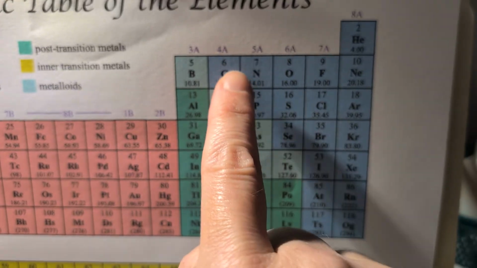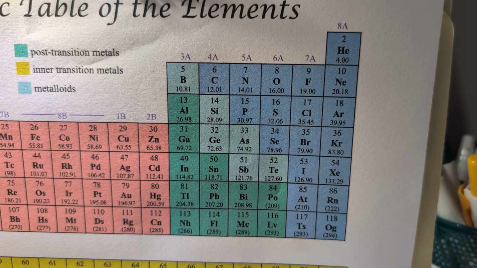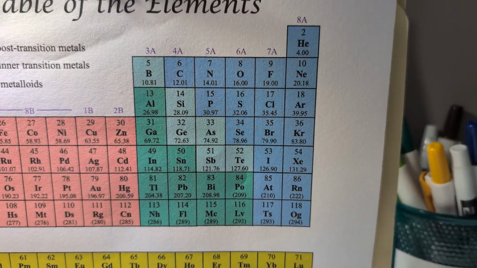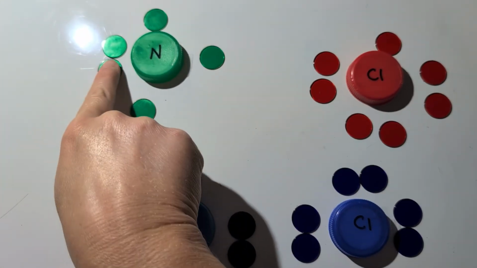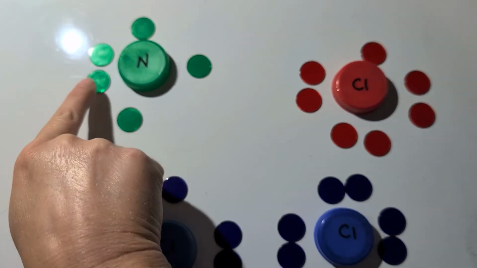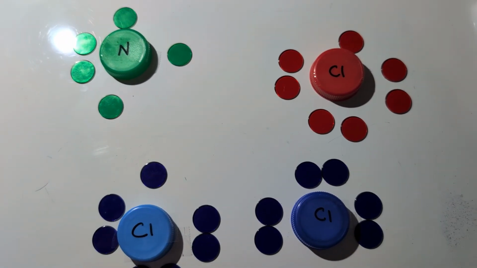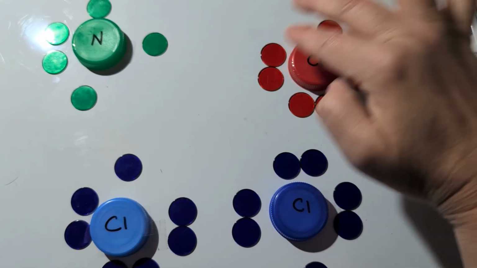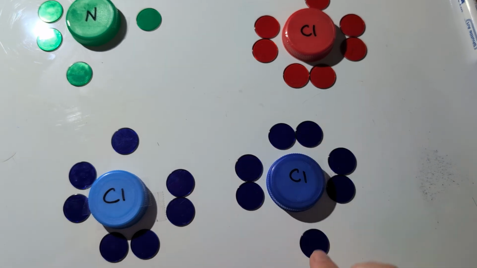Nitrogen is right here in column 5A. That means it has 5 electrons that we have to deal with. And then chlorine is here in column 7A, so it has 7. So I have a nitrogen here, and I have 1, 2, 3, 4, 5 around it. I put them around it by putting 1 on each side, and then the 5th one went on whichever side I wanted to. Because the chlorine have 7, that's basically all but 1, so every side's going to be filled except for one side.